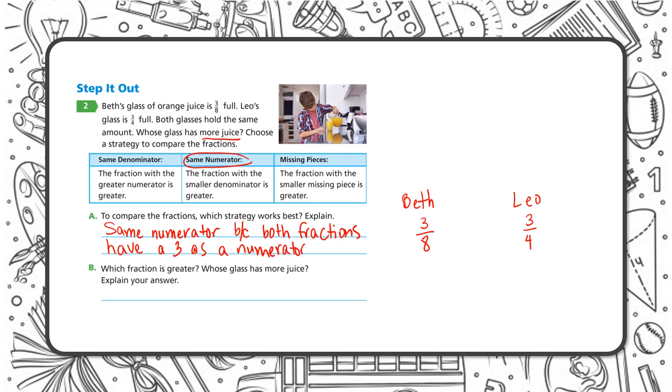Which fraction is greater? Whose glass has more juice? Explain your answer. Well, our numerators are the same, so now I look at my denominators. The smaller denominator means I have bigger parts, so that's the greater fraction. 4 is smaller than 8, so 3/4 is the greater fraction. So 3/8 is less than 3/4, and 3/4 is greater. Leo has more juice.